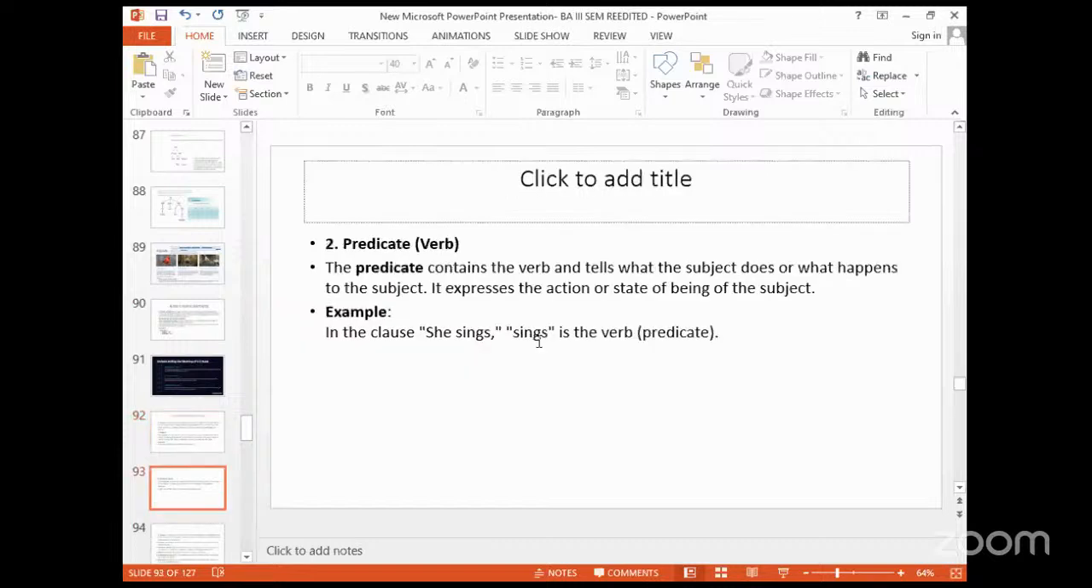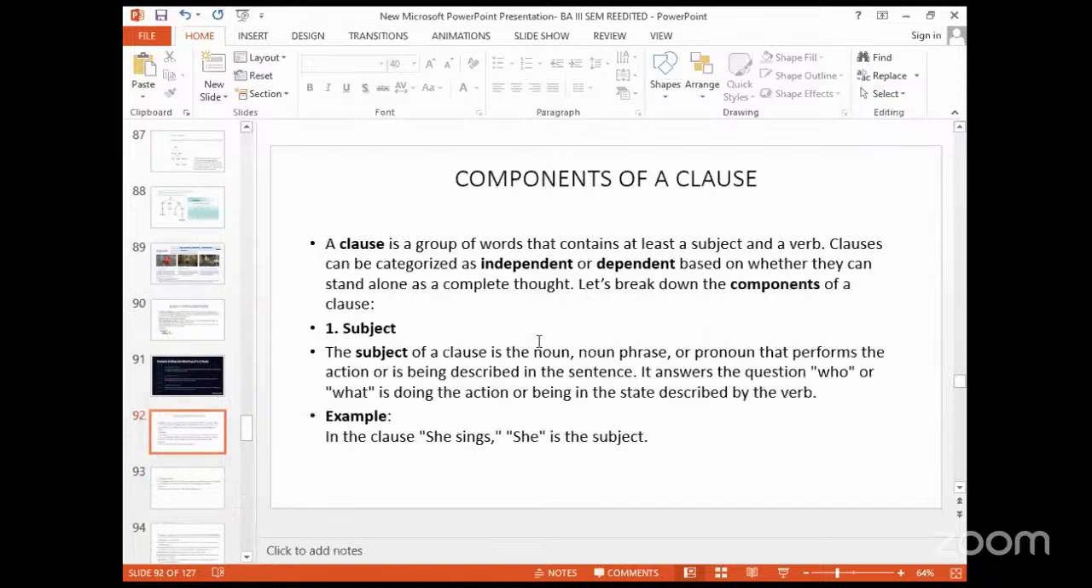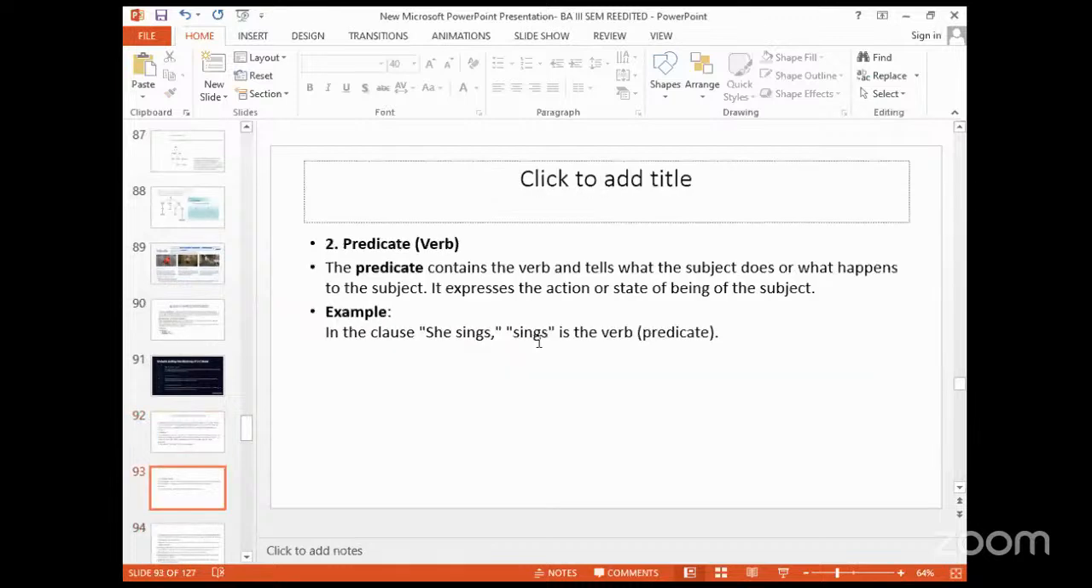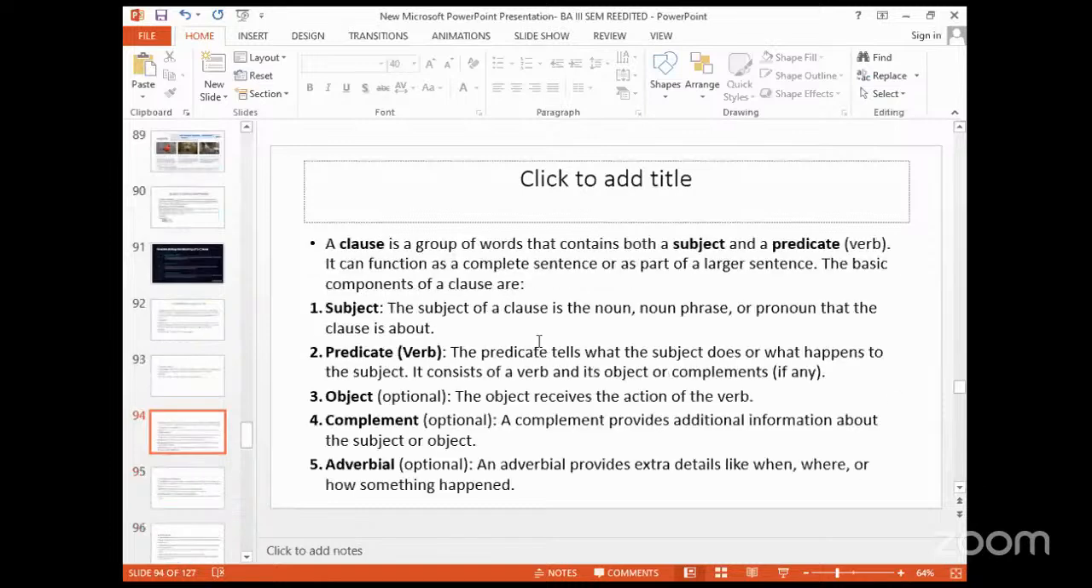And the other component is the predicate. The predicate contains the verb and tells what the subject does or what happens to the subject. It expresses the action or state of being of the subject. The same thing I can explain with the previous example also. In "she sings," she is the subject and sings is the predicate, isn't it? That tells what she is doing. Another example for the predicate: in the clause "she thinks," thinks is the verb or the predicate.